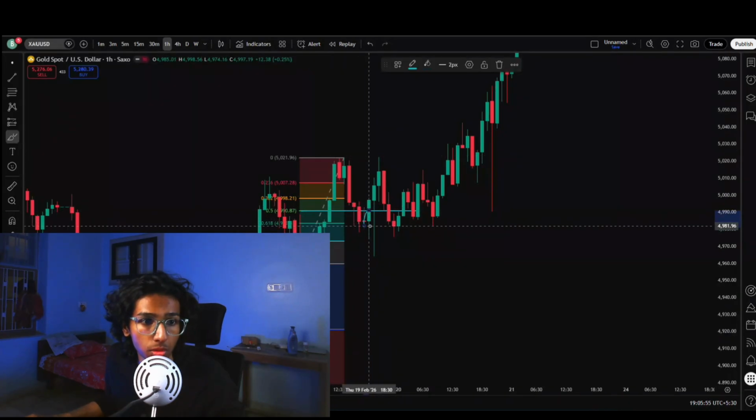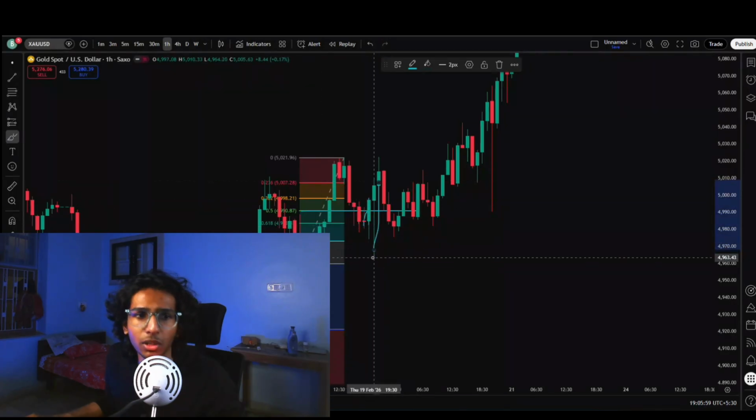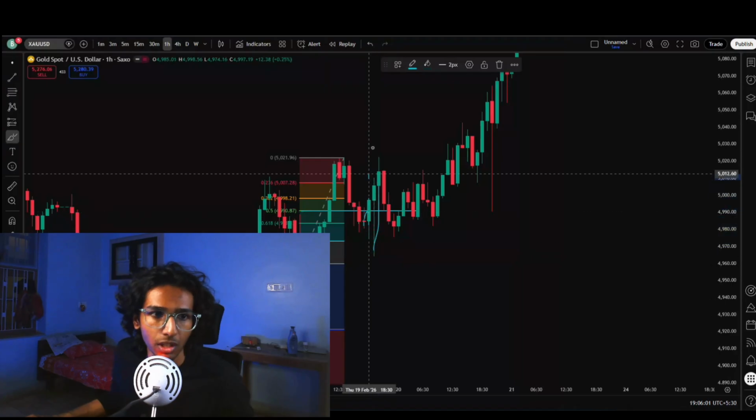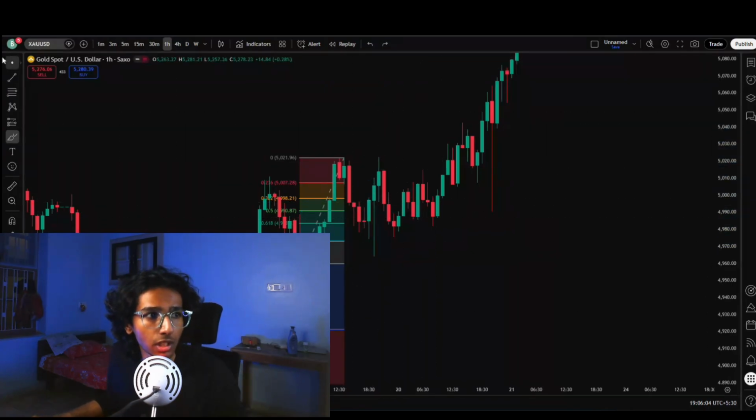Like 1, 2. Okay, it didn't close. It just came back. It's a sharp move, possibly some kind of news, and then it went. I'm like, okay, don't take any entries. But the direction is up. In this condition, the direction is up.